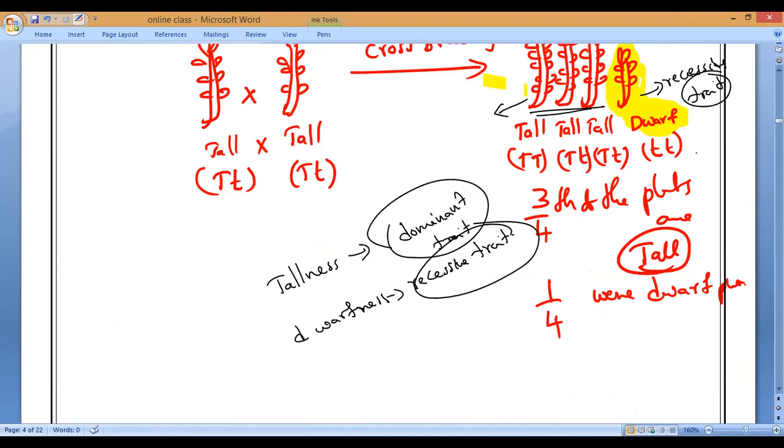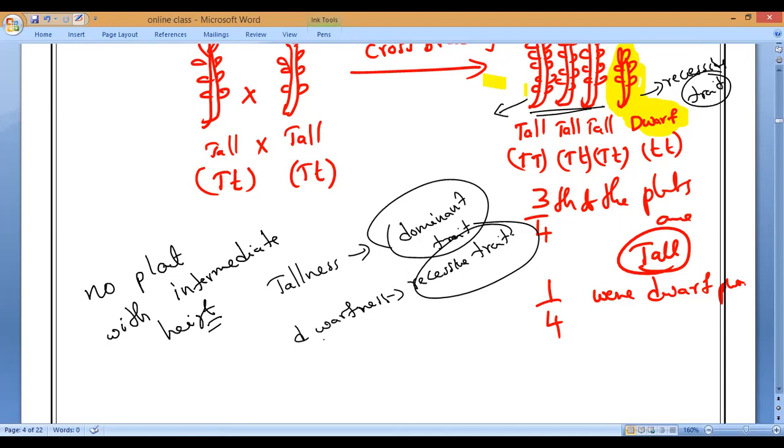So you notice no intermediate plants. That is the main thing. No plants with intermediate height. So that is the major observation made by Mr. Mendel when he was crossing the tall plant and the dwarf plant.